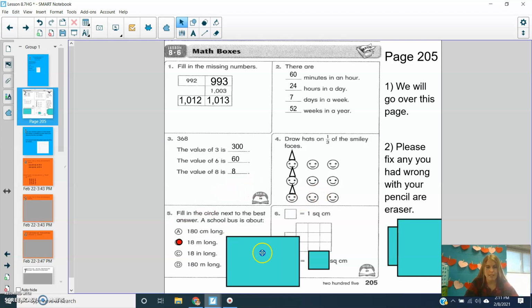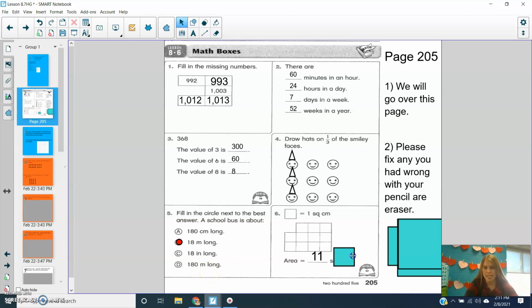For question 5, fill in the circle next to the best answer. So a school bus would be about 18 meters long. 180 centimeters and 18 inches, those two would be too short, and 180 meters, that would be too long. For question number 6, we can see that there's 11 squares for 11 square centimeters. So double check to make sure you have your page correct before moving on to the next part of the lesson.